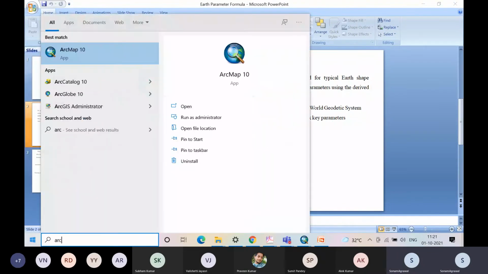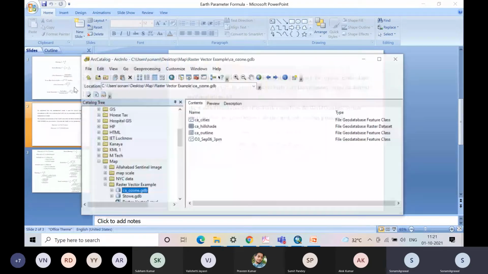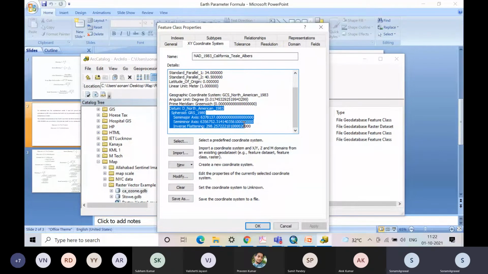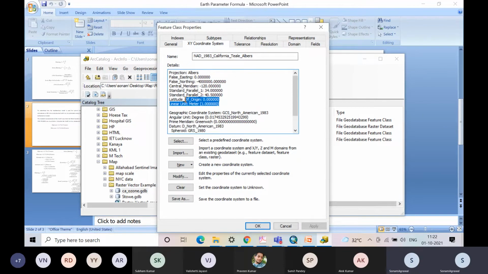When a GCS, geographic coordinate system, or a PCS, projected coordinate system, is given, like when GCS is given, as you can see on the screen, I have highlighted it, the information of semi-major axis, semi-minor axis, and inverse flattening is given. So these 3 are the major parameters that are considered. And if we go for the second one, as you can see at the start, it is a planar coordinate system. In the planar coordinate system, you can see what the central meridian and the standard parallel will be.